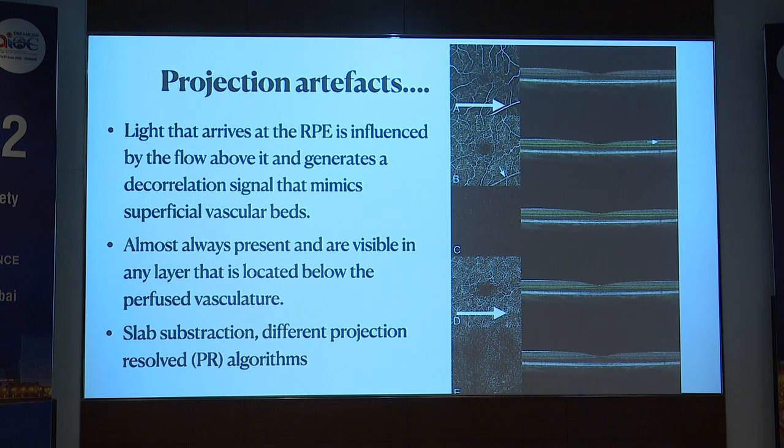The other artifact which happens is called a projection artifact. So the light which arrives at the retinal pigment epithelium is also influenced by some flow which is happening above it.